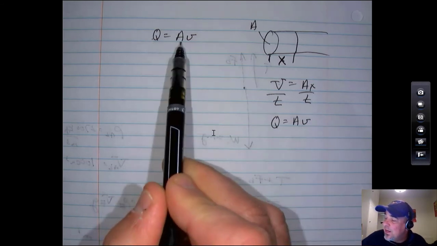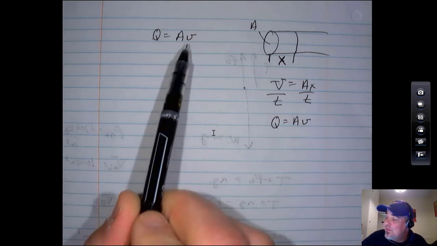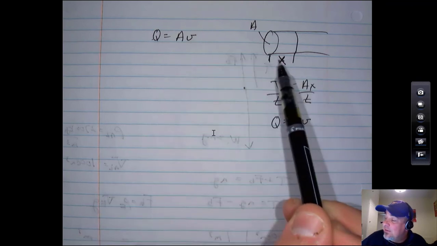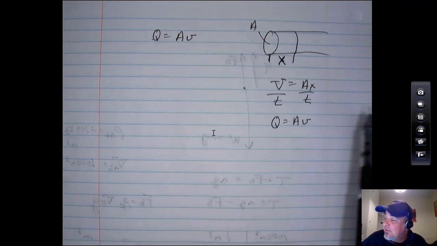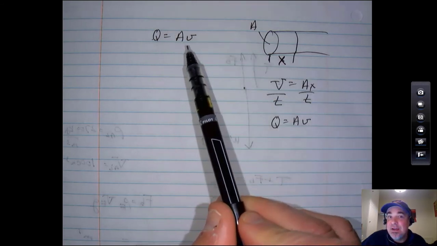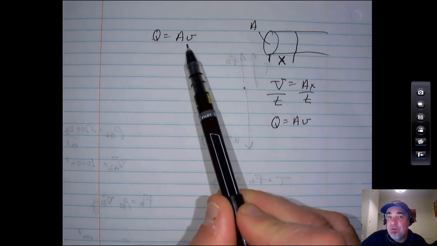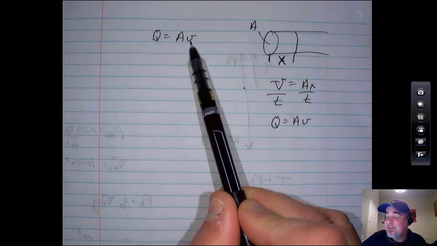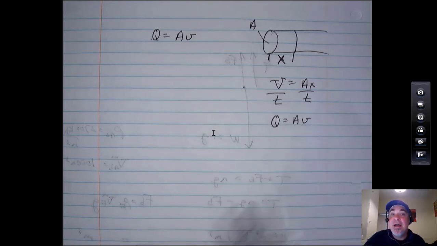So if you're wondering why volume flow rate is area times velocity, you have to think of the velocity as being this distance, and then divide the whole thing by time. The part that's changing is the x part. So we could identify x over t as the velocity. So this is why this is little v for velocity, this is big V for volume. It can be confusing, so you have to keep track of those things.